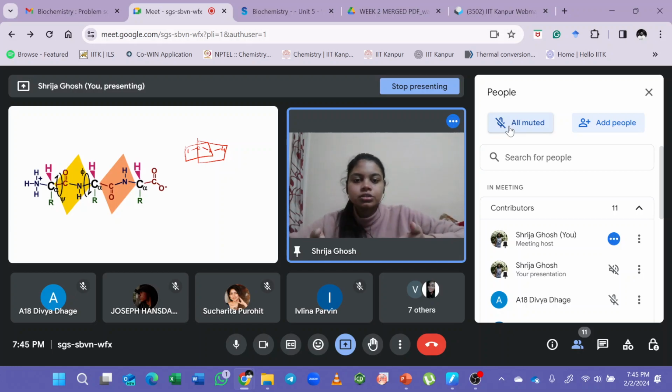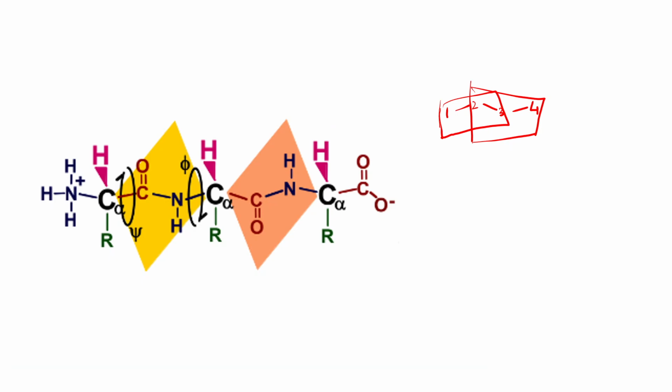If it is rotating towards the opposite side, it will be minus 180. If it is rotating towards the positive side it will be plus 180. So basically the angle is called dihedral angle because it is the angle between two planes, and the range is minus 180 to plus 180 because the planes can go up to those angles. I hope this is clear.